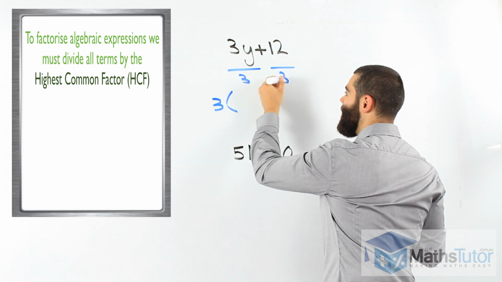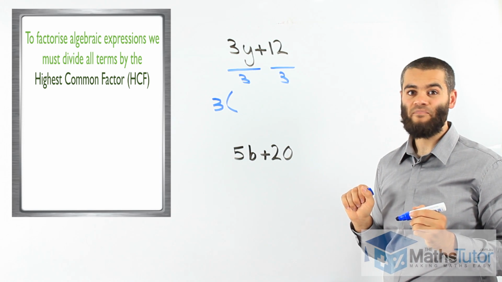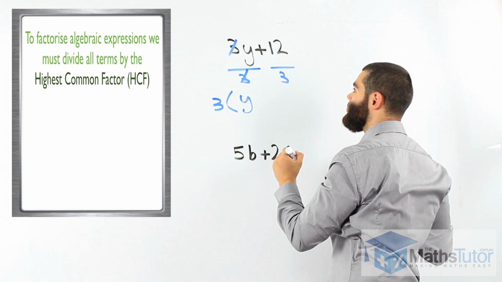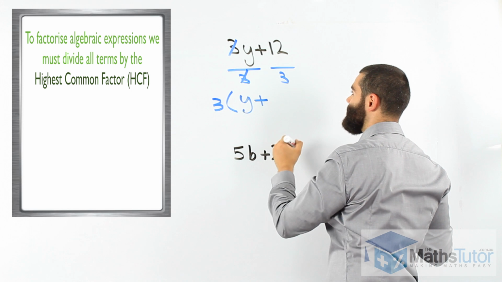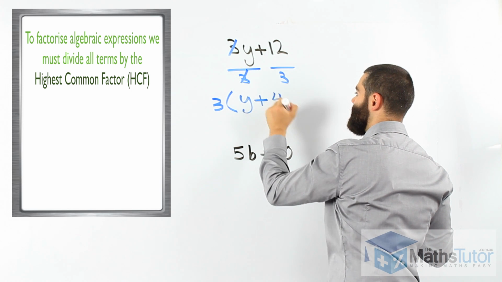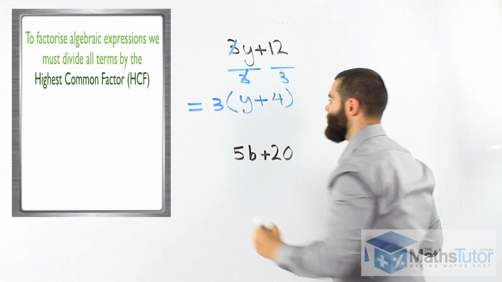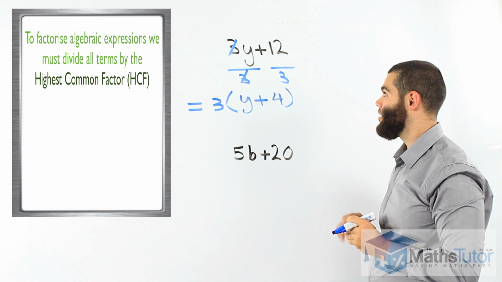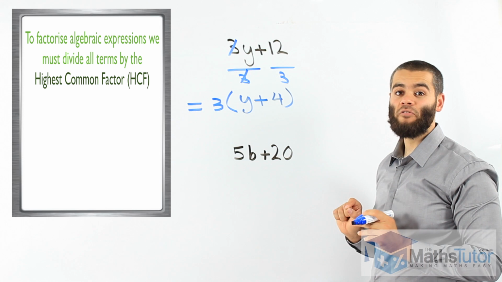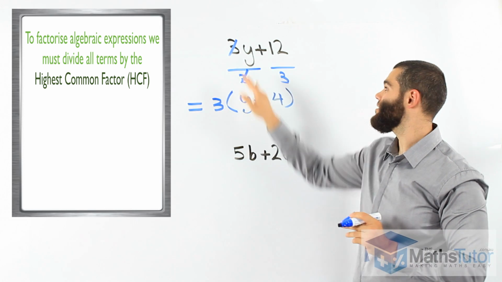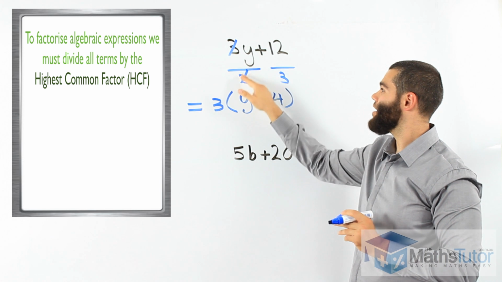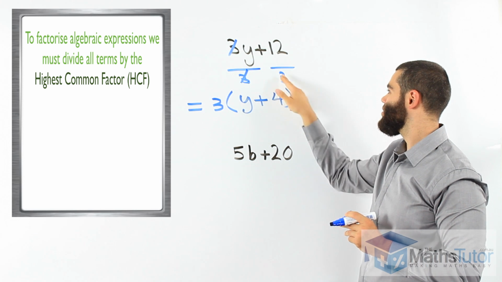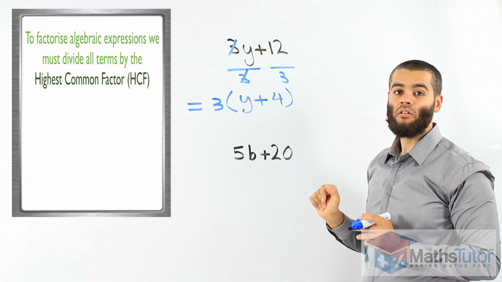3, which is our highest common factor, goes outside, and 3 divided by 3 is gone. We're left with y, and we know the plus is there. 12 divided by 3 is 4. So our answer is 3, open bracket, y plus 4, close bracket. One more time, we are looking for the highest common factor. We know 3 is the highest common factor in here and in there. We divide by 3, we're left with y, the plus, and 12 divided by 3 is 4.